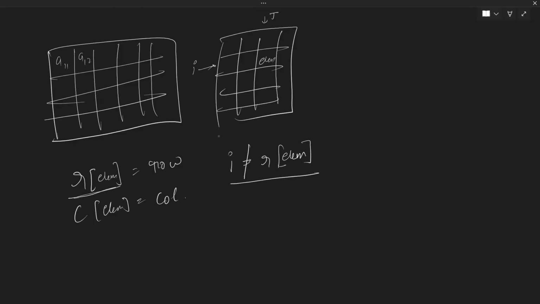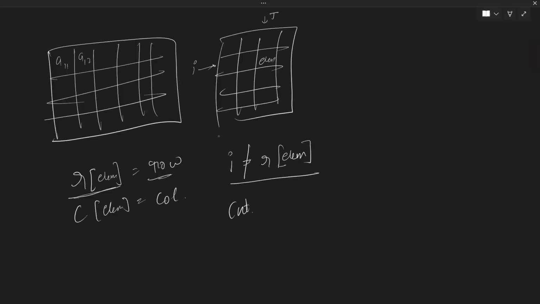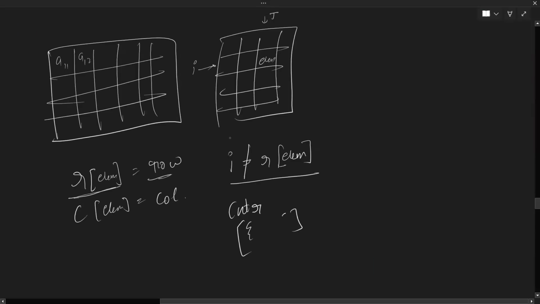If your i is not equal to R of this element, that is the original matrix row, you have to swap this. So just create a map, and let's say this is my count of rows. For this, I'll increment it. Now I need two things: the place from which I'm swapping this.